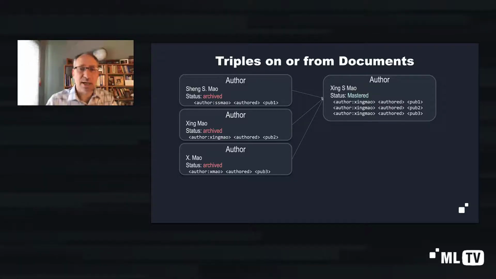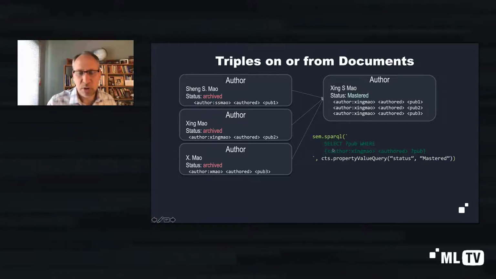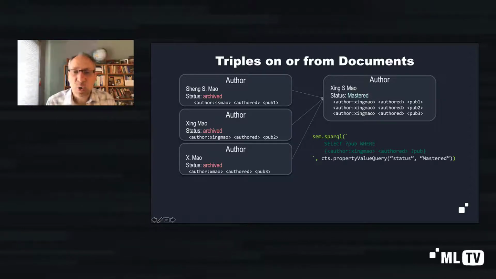So personally, I go this way where I put the triples and the documents together, and I use this function, ml-gradle, which combines a document portion and a SPARQL portion. So here in dark green, we have some SPARQL, but we've associated it now with this light purple property value query where the status property has the value of mastered. And what that's going to do is it's going to use the document and whether or not it has the status mastered or not to restrict the universe of triples to look at.